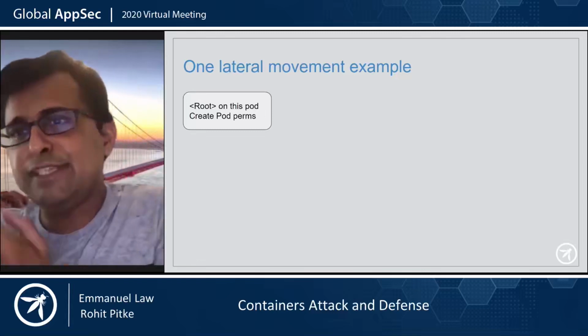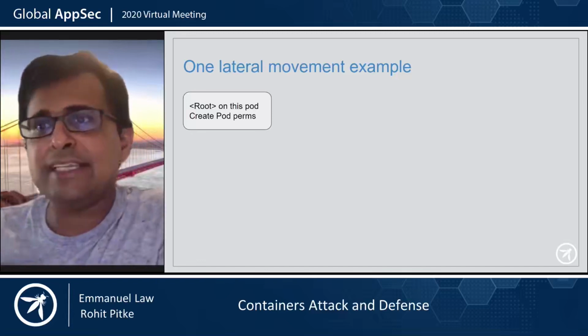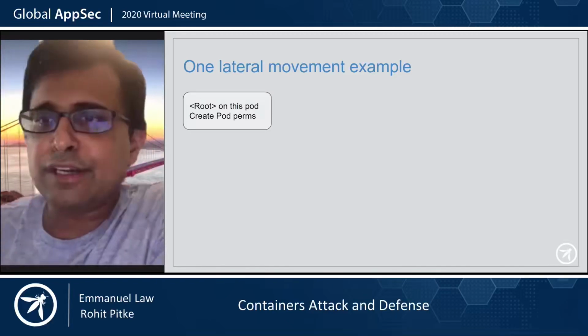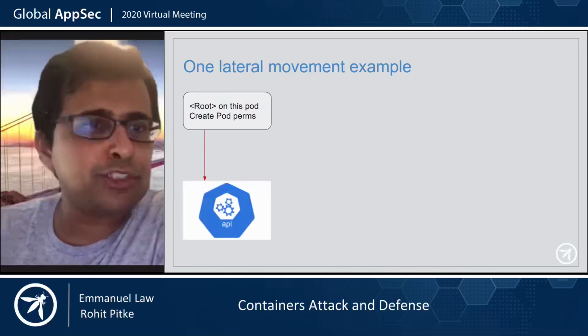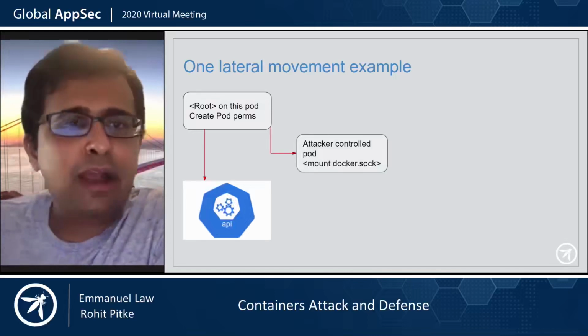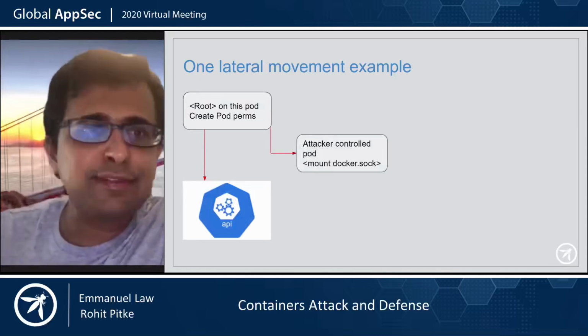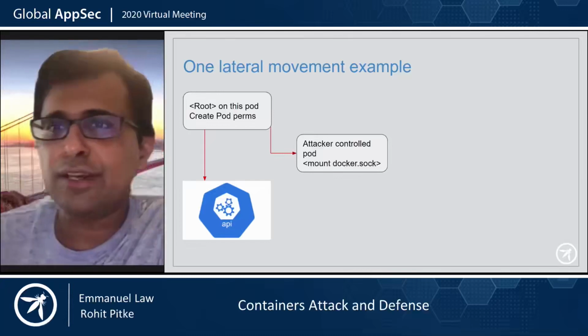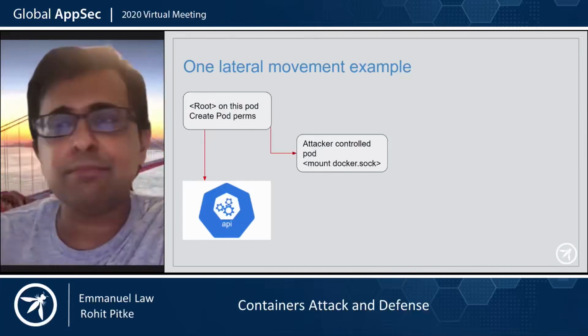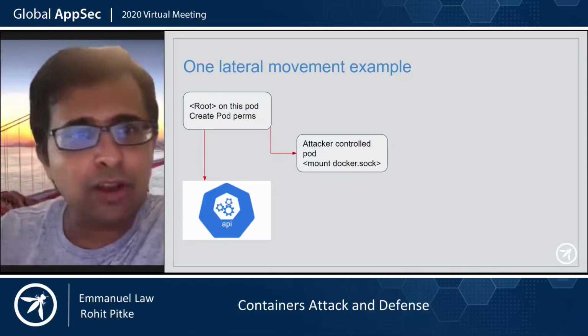So now they are within the containerized Kubernetes environment, with a container, and they have the root privilege for that. Now, if that pod has a service token permission which lets them create the pod, then the attacker can actually deploy the pod.